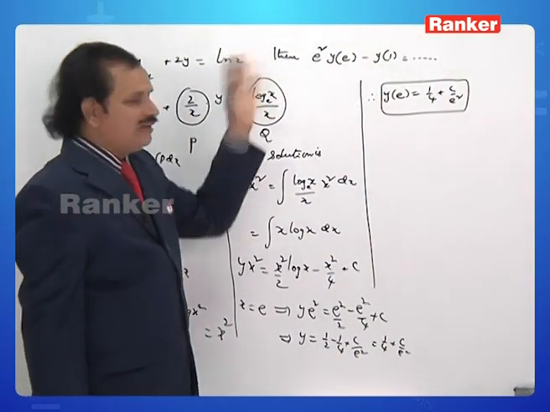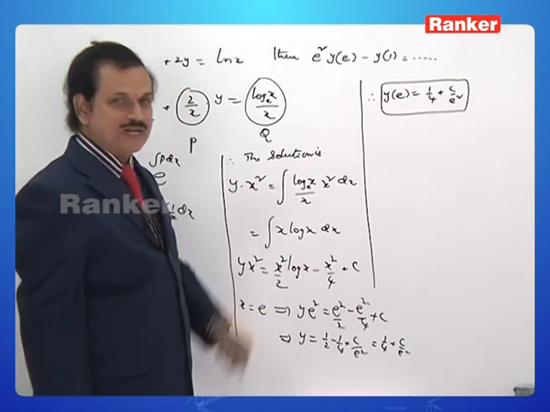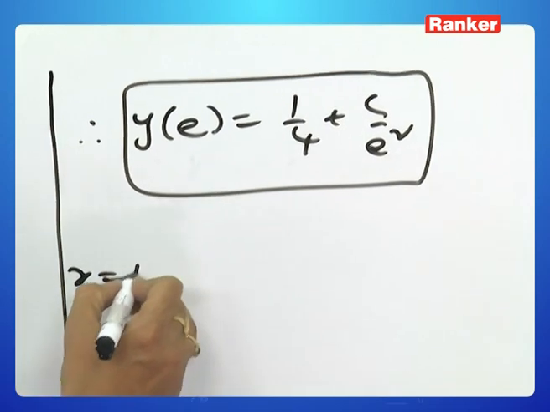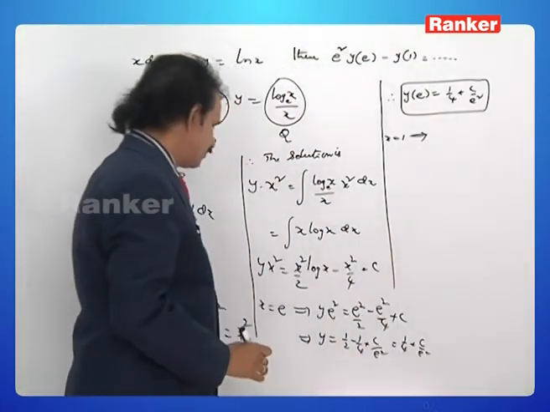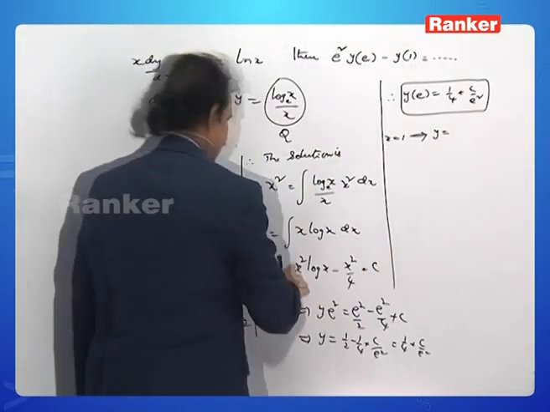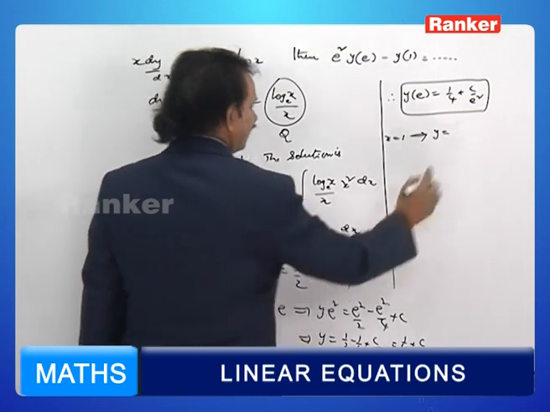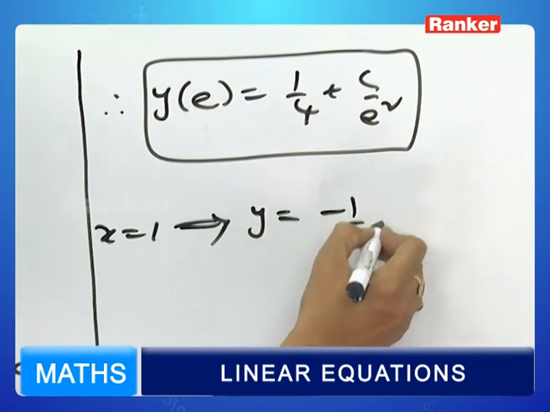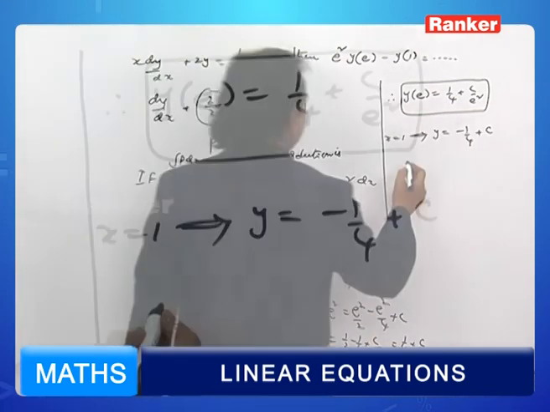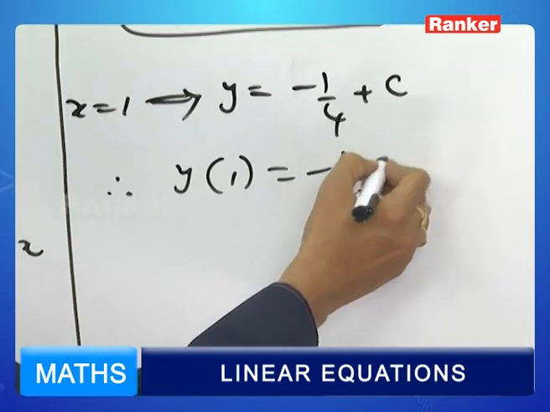One particular value has been obtained. Still there is one more thing to be obtained. What is that? Y at 1. That is what happens when x is equal to 1. Substitute here. Y is equal to y into 1. Log 1 is 0. 0 into 1 is 0 minus 1 by 4 plus c. Y at 1 is equal to minus 1 by 4 plus c.